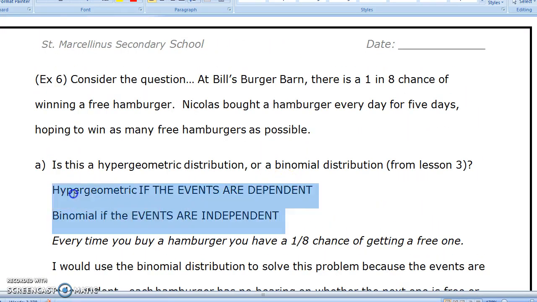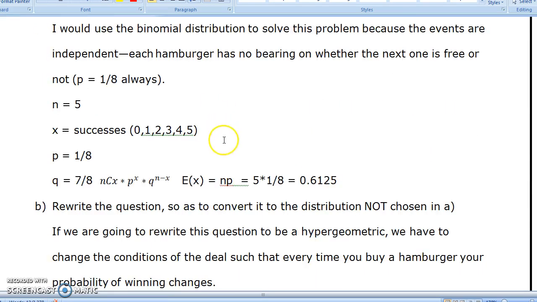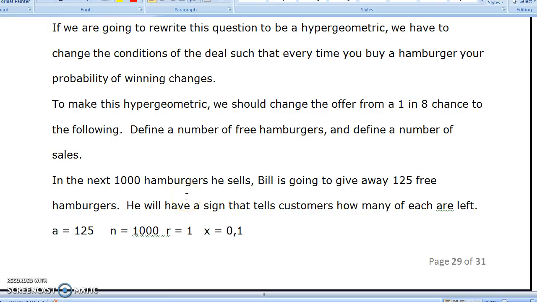I think the thing to understand here is this: it's hypergeometric if every time you do the experiment, it affects the next trial. For instance, if I buy this hamburger, that means there's one less hamburger that costs money, and it's that much more likely that I might get the free one next time. It's like what we were doing with Deal or No Deal the other day, where every time you took away a case, it changed the probabilities.